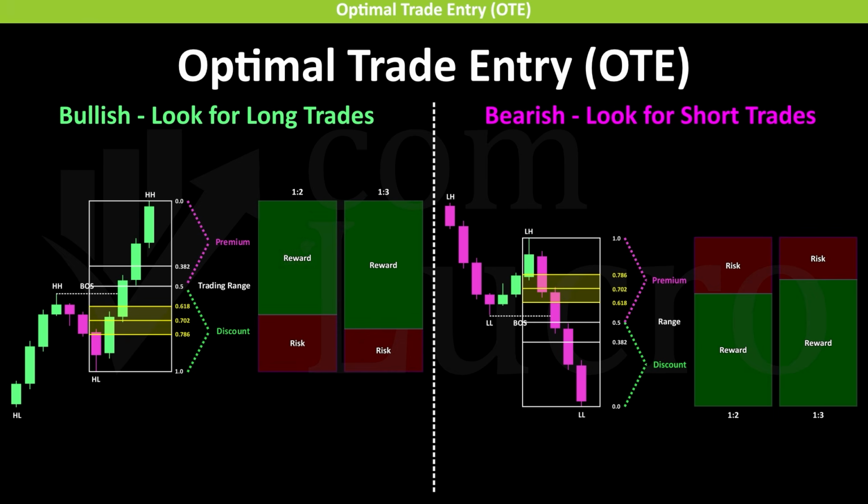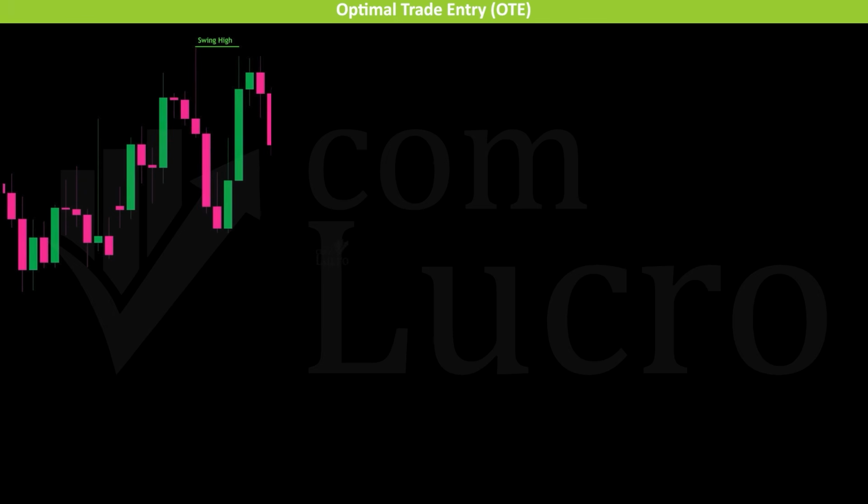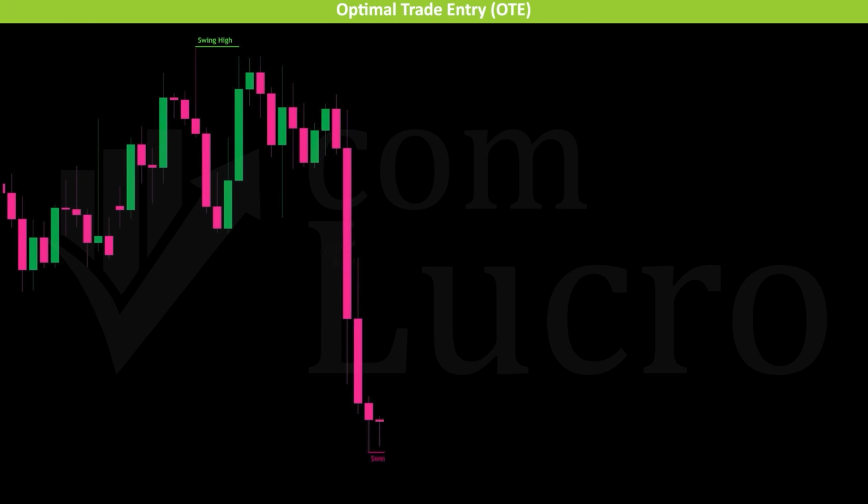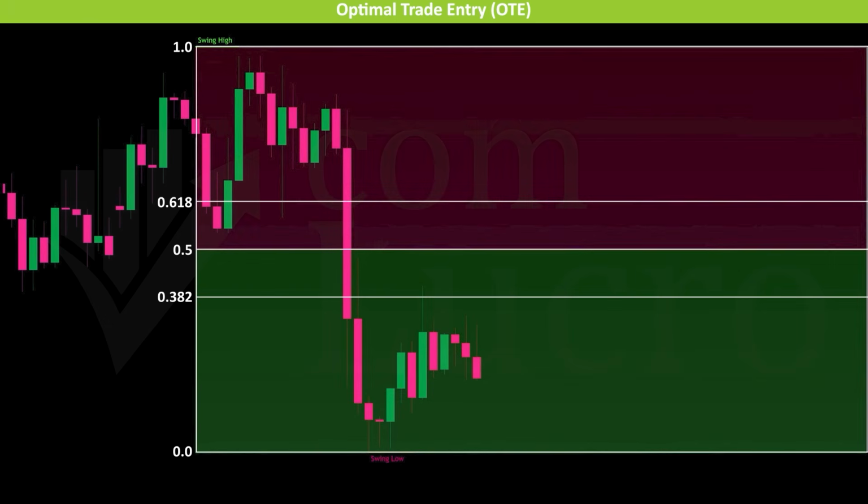The position of the Fibonacci levels may change, but the concepts of premium and discount remain the same. Let us now look at a practical example of how the OTE works on a real price chart. In this example, you can see the 4-hour chart of Euro-USD. An important swing high and swing low have already been identified. From this range, we can mark out the discount and premium zones.